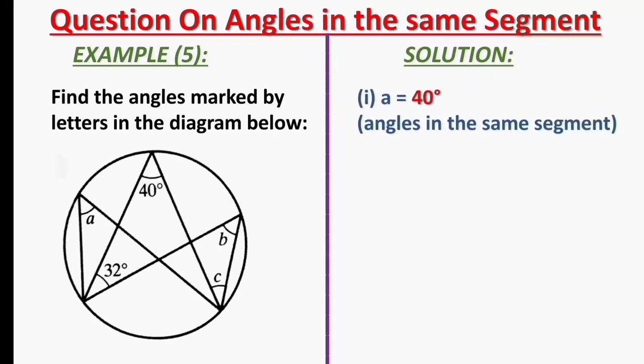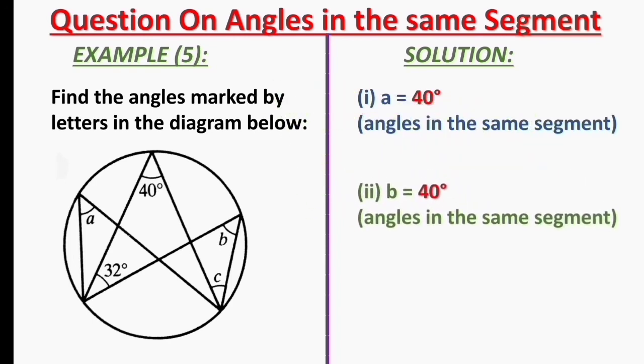Firstly, from the diagram, the angle A is 40 degrees because it's an angle in the same segment as the other 40 degrees. Also, angle B is also 40 degrees because it is also an angle in the same segment as the 40 degrees. We have angle C remaining. What do you think would be the value of the angle at C?